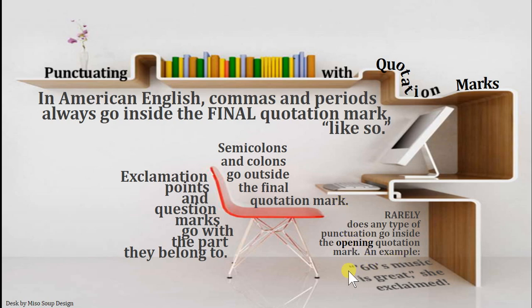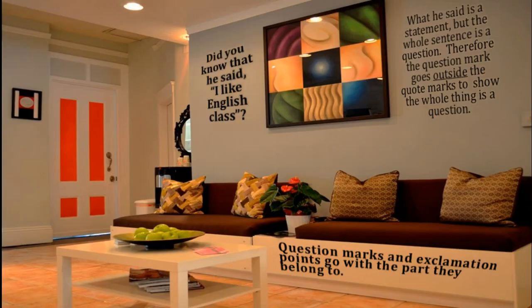So here's an example: '60s, and you can see there's a quotation mark and then there's an apostrophe because we're saying 1960s music is great. So it's very rare if you're putting punctuation inside that first part of the set, then really think about why you are doing that. It's very, very rare, so again, just really think about it. All right, so let's take a look at some of this.